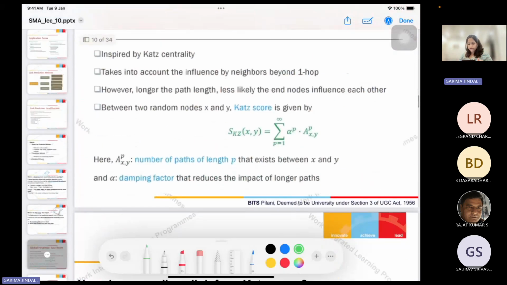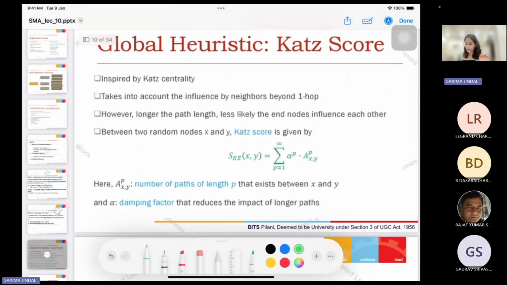So if that notion is clear, now let me explain the formula for the CART score. So this is the CART score. Firstly, let me consider just this part. We are considering just this part of the formula. What it is calculating is the number of paths of length p.